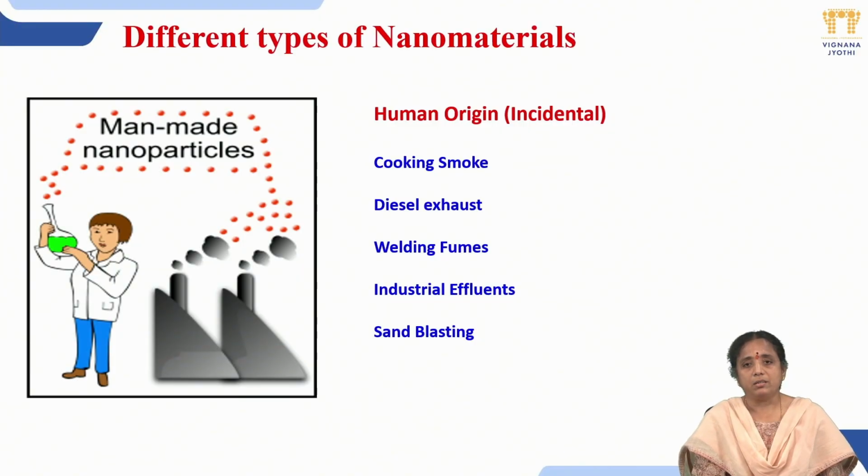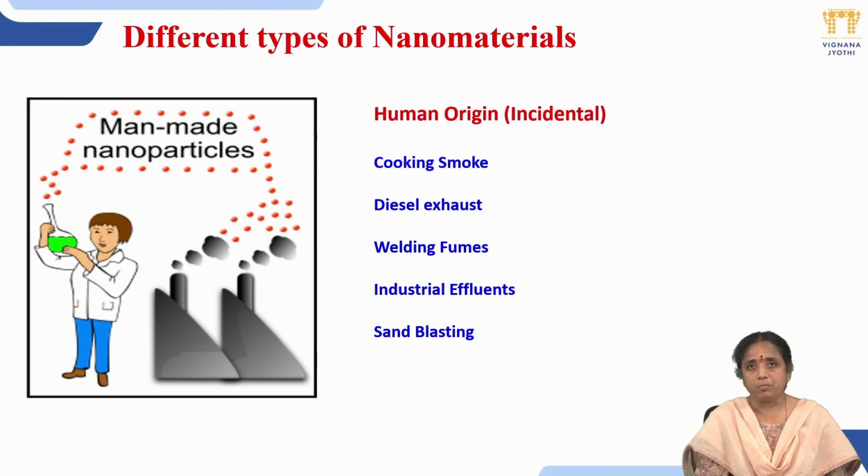Coming to the next one, the incidental. Whenever we are doing some kind of work, automatically some nanoparticles or nano fumes are produced in our reactions. For example, whenever we are cooking in the kitchen, smoke is coming out of it. The smoke, when we measure it, is in the nanoscale. Whenever we are going in a car, with the diesel exhaust, pollution is created. That pollution is in the range of the nanoscale.